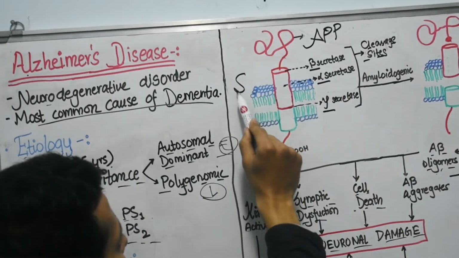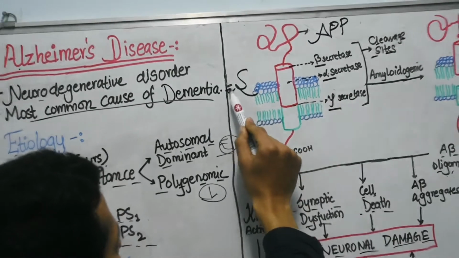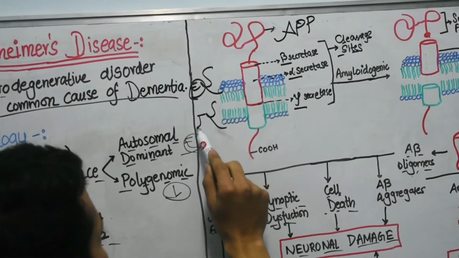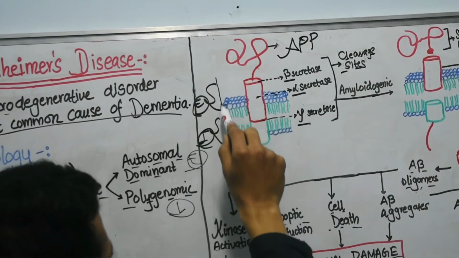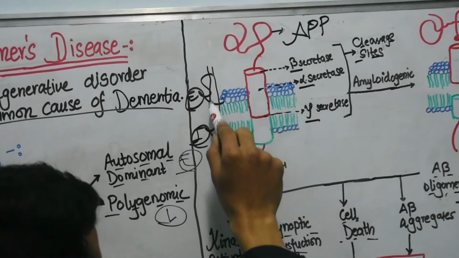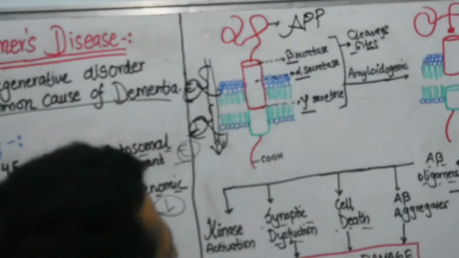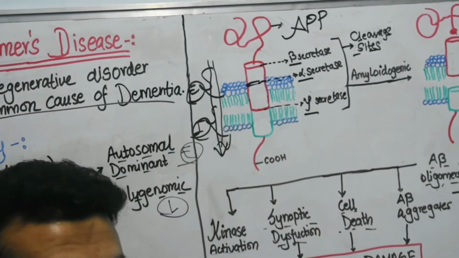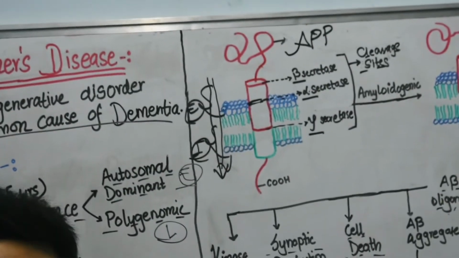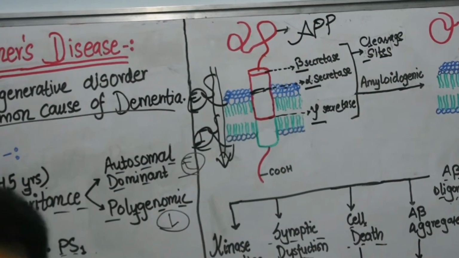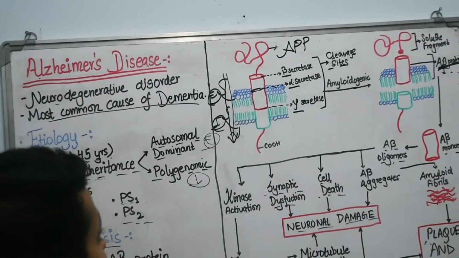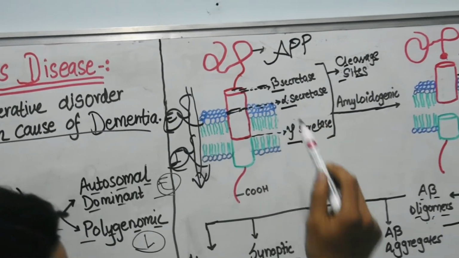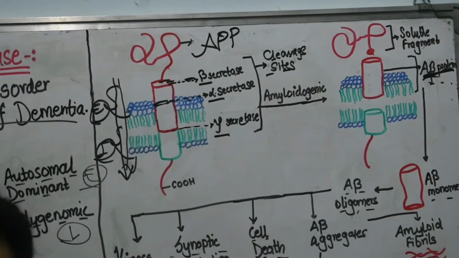Among these three sites, the first two, that is beta and alpha, are located extracellularly, while the gamma site is located intracellularly. And the pattern of cleavage is always extracellular to intracellular. If the cleavage is at the level of alpha secretase, then there is the formation of a non-amyloidogenic protein, and that is basically a harmless protein, so we don't have to worry about that in this video. Similarly, if the cleavage occurs at the level of beta secretase, then there is the formation of amyloid beta peptide.